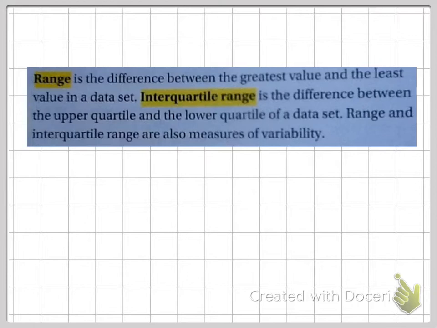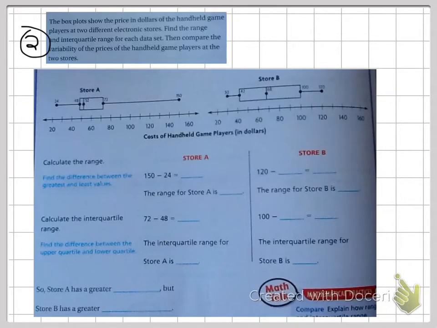When we're talking about weight, let's say, we'll compare the heaviest item to the lightest item. The range between those tells us how spread out those weights are of the items that we're measuring. So in this problem, the box plot shows the price in dollars of the handheld game players at 2 different electronic stores. Find the range and interquartile range of each data set, then compare the variability of the prices of the handheld game players at the 2 stores.